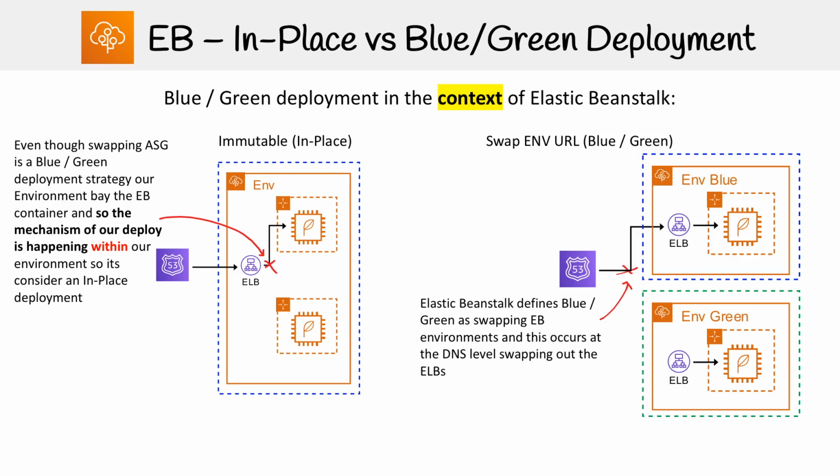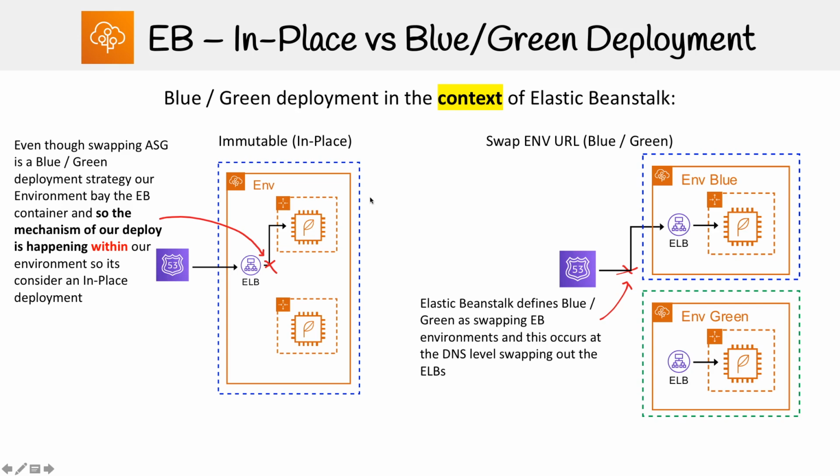For Elastic Beanstalk, this can only occur at the DNS level. So it's Route 53 that's facilitating it. But notice that it's outside of the environments. It's going from a blue environment to a green environment. And so that is why it's called blue-green deploy. If it's all within the same environment, it can't be considered blue-green.